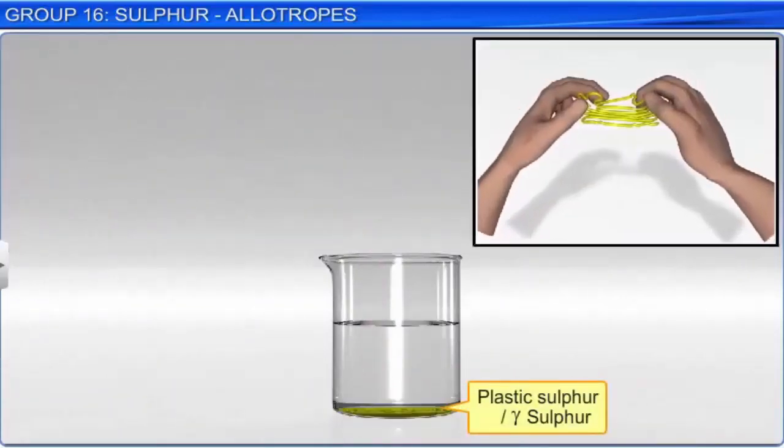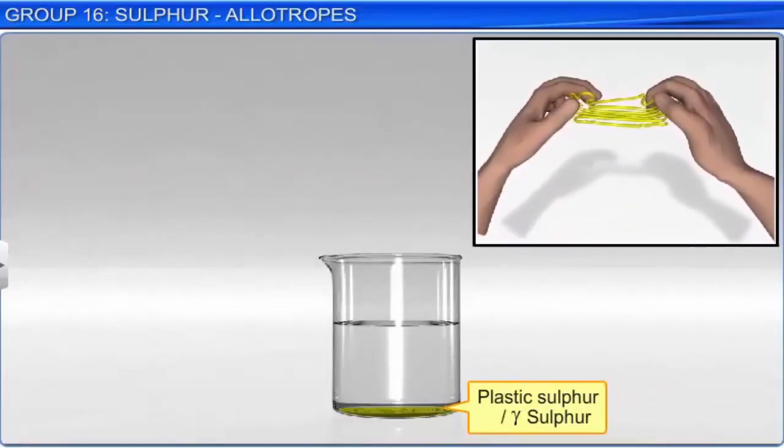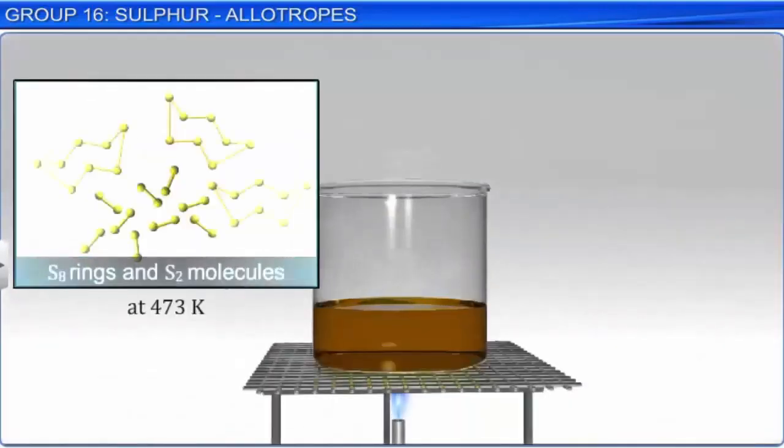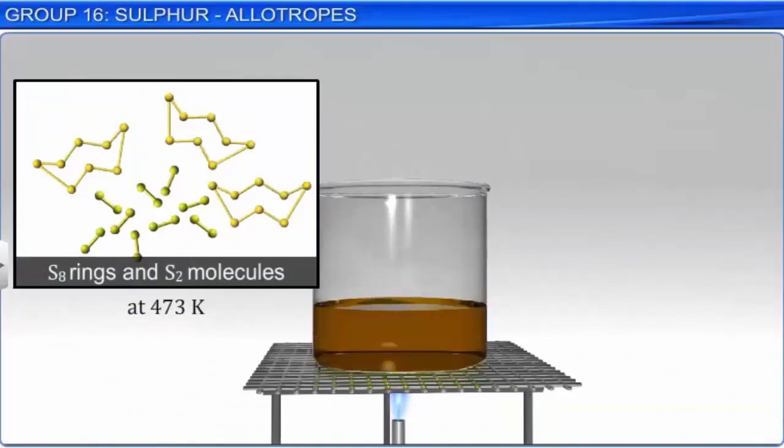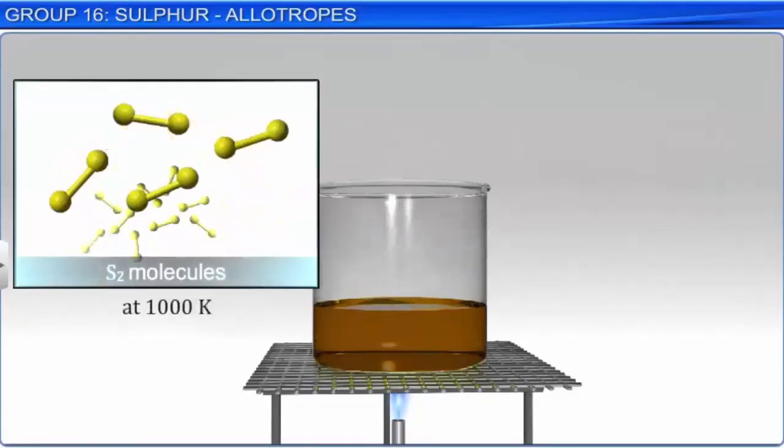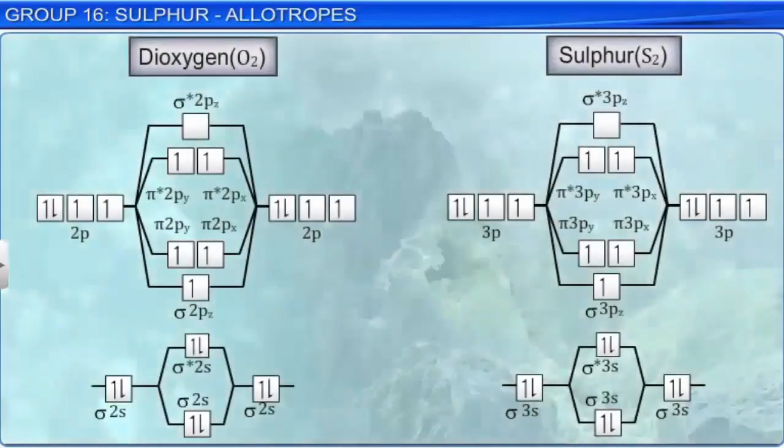The vapor at 473 Kelvin consists mostly of S8 rings, but contains 1 to 2% of S2 molecules. At 1000 Kelvin, the gas mainly consists of S2 molecules. Like oxygen, the S2 molecule contains 2 unpaired electrons in the antibonding pi star orbitals, and hence exhibits paramagnetism like it.